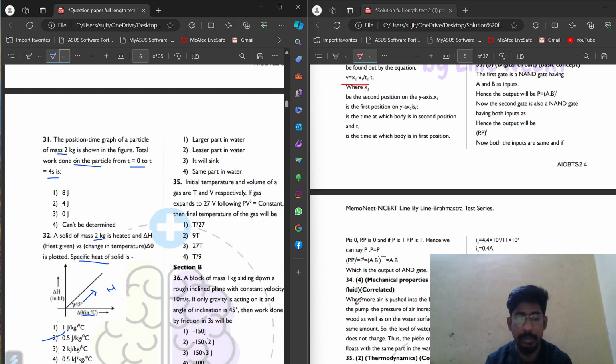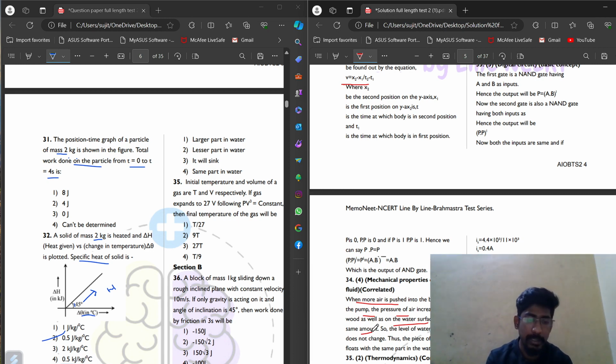Largest part in the water. Okay. This is also one of the mechanical properties of fluid. When the air is pushed into the water from the bottle of the pump, the pressure in the air increases. Right. As a certain amount of air is inserted into the bottle, the pressure increases. Okay. So pressure and the surface area are inversely proportional to each other.